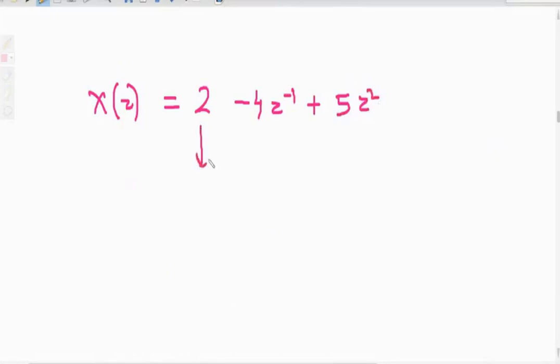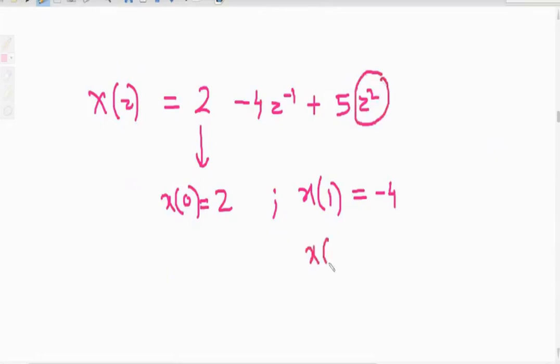Okay. One more, let us say x of z equal to 2 minus 4z inverse plus 5z square. Okay, so constant means x of 0. X of 0 is value 2. Now z has a negative power, that means it is positive value of n. Power is 1, so here x of 1 equal to, and what is the amplitude? -4. Amplitude can be negative. And here z has a positive power, z square, so this is nothing but x of -2. X of -2 has value 5.